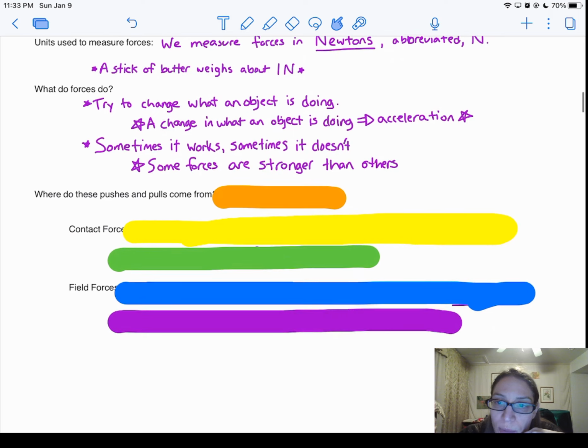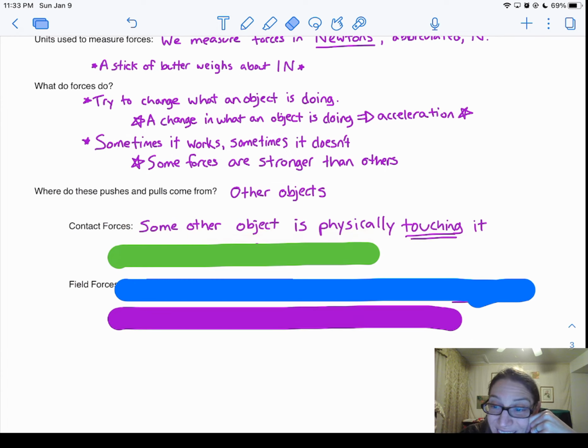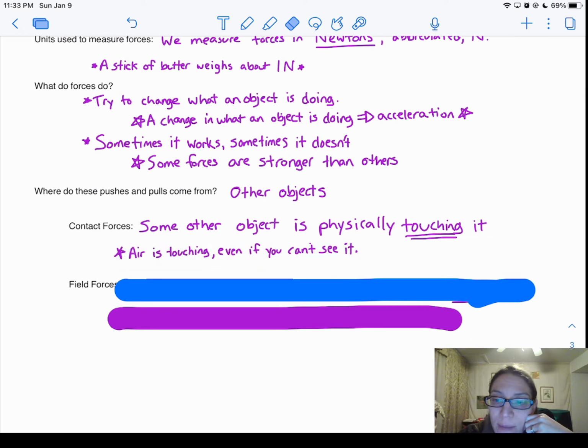So where do those pushes and pulls come from? Well, they come from other objects. Sometimes those are contact forces because another object is physically touching it. For example, a push or a pull when you literally push or pull something. Sometimes it's not obvious, like you can't see it, like air is touching you. You can feel it, right?